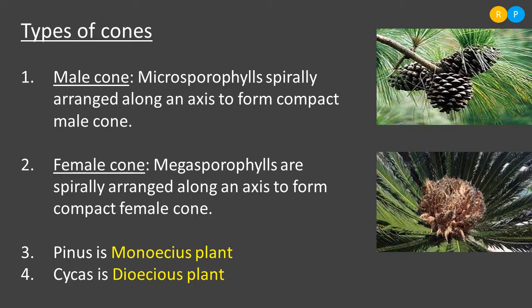Children, it is very easy to remember. Dioecious, di means how much? Two. So if two comes in the terminology, you have to remember that the sexes are separate. That means the male plant is separate, the female plant is separate. The best example of a dioecious plant in the gymnosperms is the cycas plant.